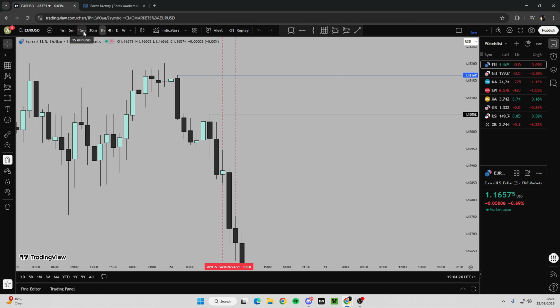And then we go on to the 15 minutes. So the 1 hour is in a downtrend. Our bias is bearish. We don't care about the 15-minute trend for bias. Whatever our highest time frame trend is, that is our bias.